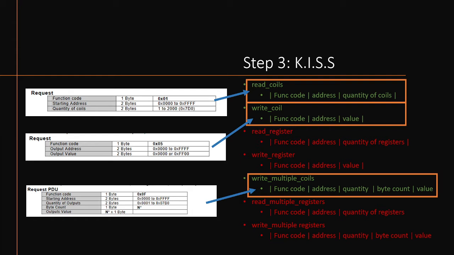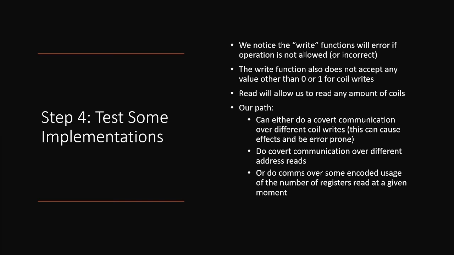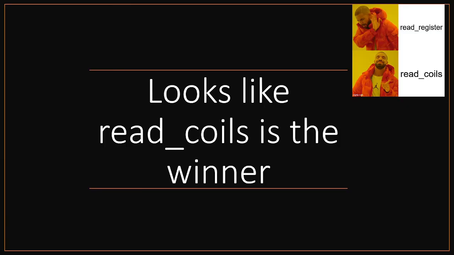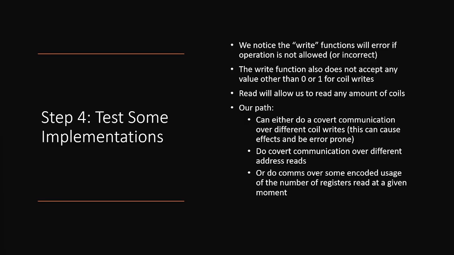So write coil and write multiple coils are out, which just leaves us with read coils. What's nice with read coils is that we can just read. So let me define what the read coil specifically does. We have a function code and address, so it's some offset we're going to read from, and we're going to read a quantity of coils. So we can read from an address and then read X amount of coils. That's as much as we want. We don't have to have a limit on that. We just can't read 0 coils.